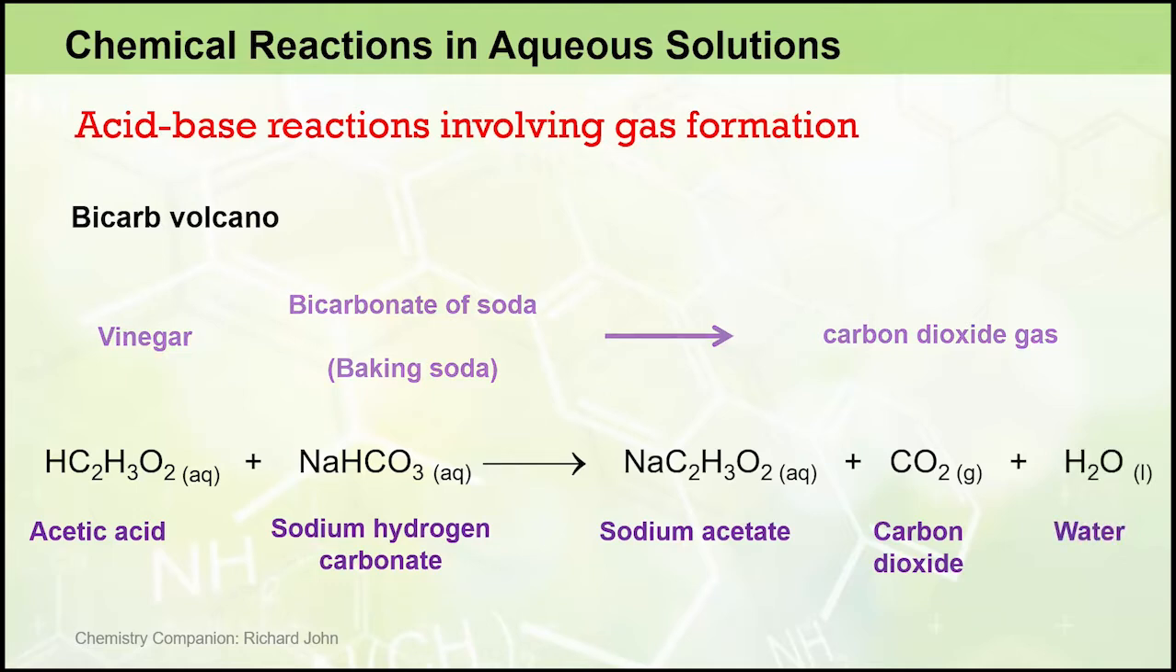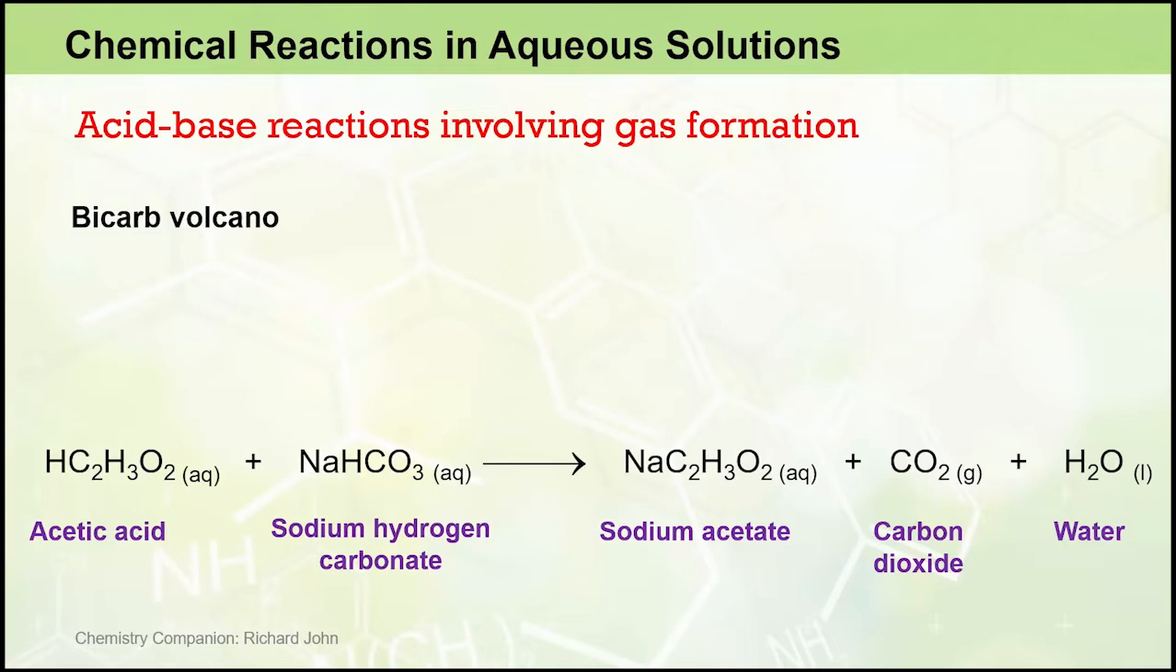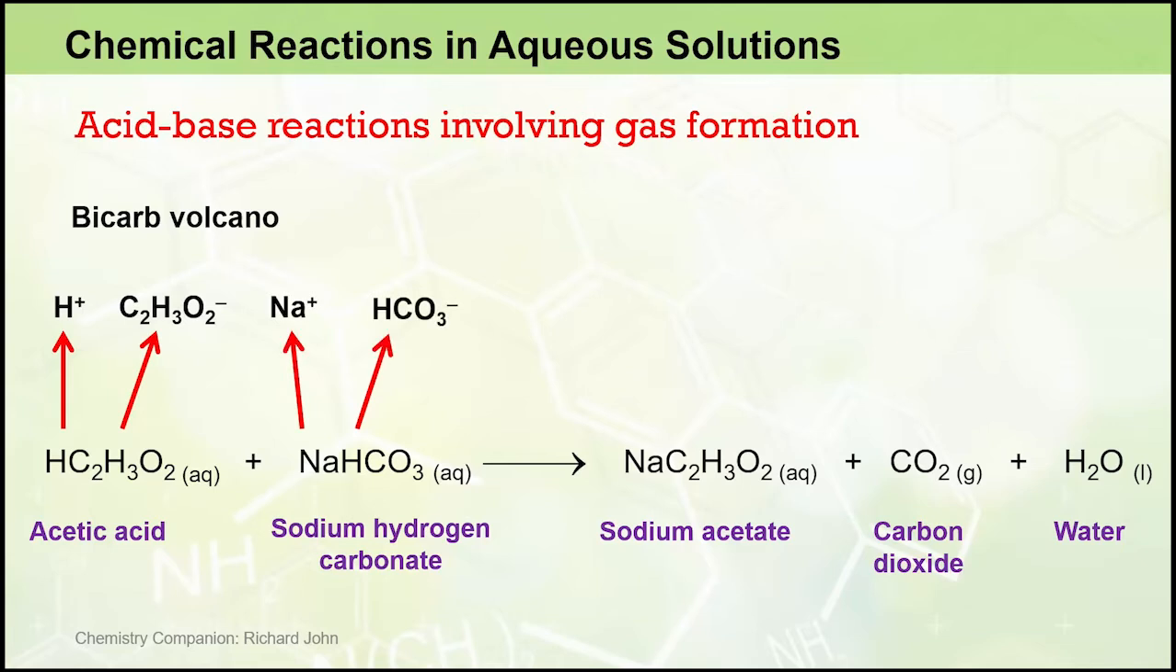If we look at these substances in a bit more detail, we can see that the acetic acid dissolved in water produces the hydrogen ion, characteristic of all acids, and the corresponding counter-anion in this case is the acetate ion, C2H3O2-. If we look at the structure of the sodium hydrogen carbonate ionic compound, we can see that it is comprised of the positively charged sodium ion and the negatively charged hydrogen carbonate polyatomic ion.